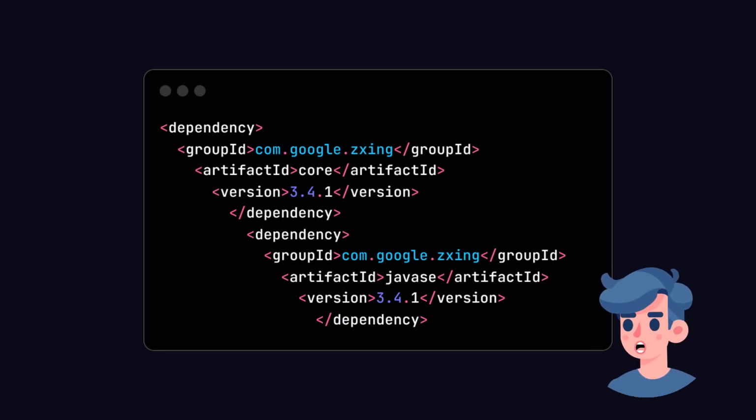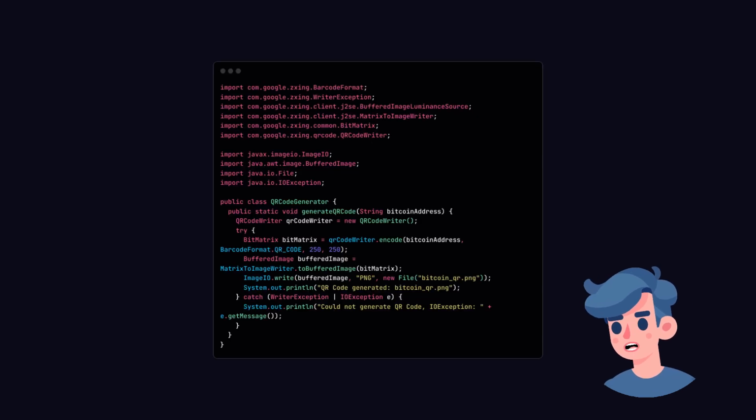For this, we will use the QR code library in Java. If you don't have it installed, you can add it to your project using Maven or Gradle. Here's how you can do that using Maven. Now that we have the required dependencies, let's write the code to generate a QR code. We will create a method that takes a Bitcoin address and generates a QR code for it.